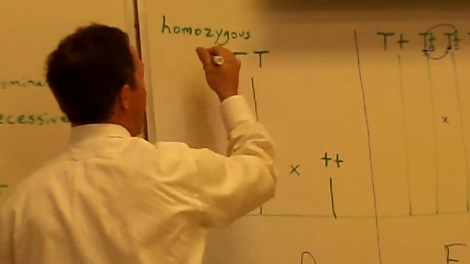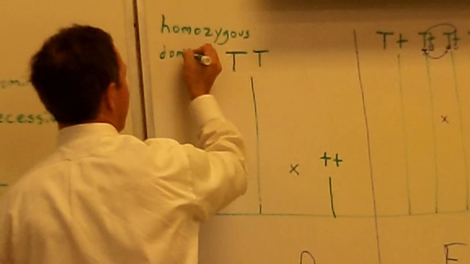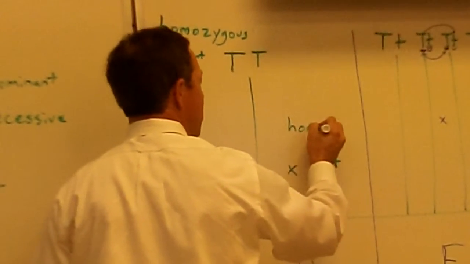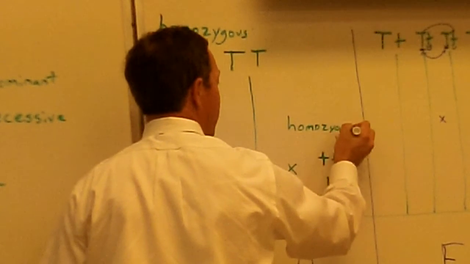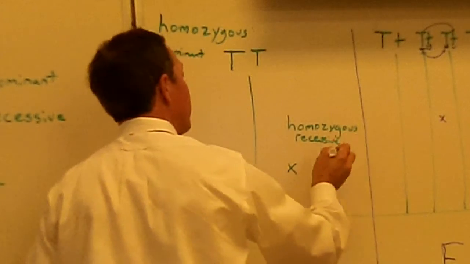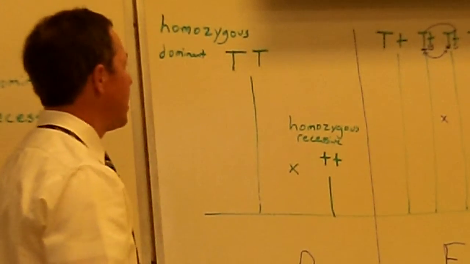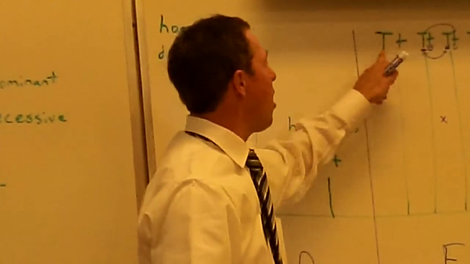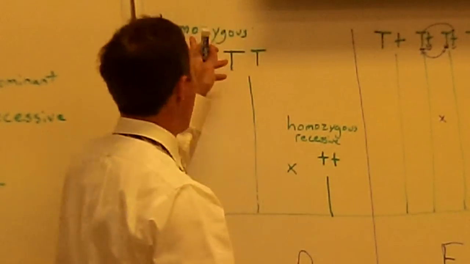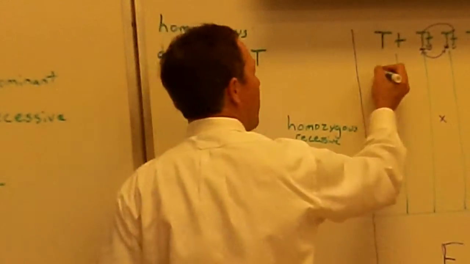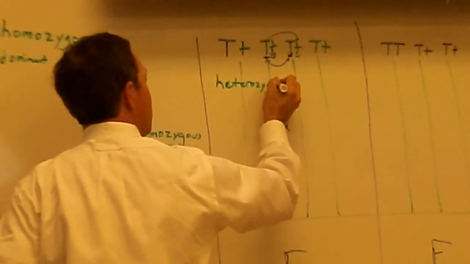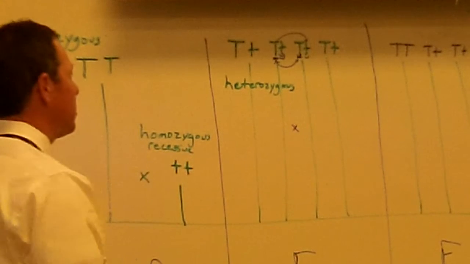This is homozygous dominant. This is homozygous recessive. Now if the two are different, if this allele and that allele are different, he didn't call it homozygous, he called it heterozygous. So this is the heterozygous.